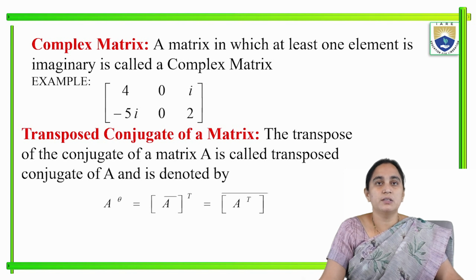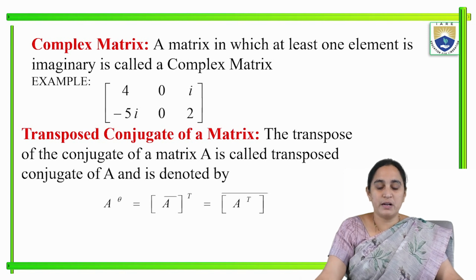What is the condition for the complex matrix? At least one element is imaginary, and then it is called a complex matrix. In the given example, two are complex numbers. Therefore, the given example is definitely a complex matrix.